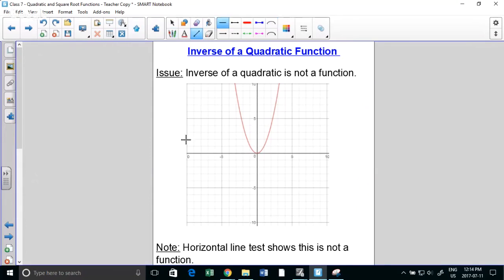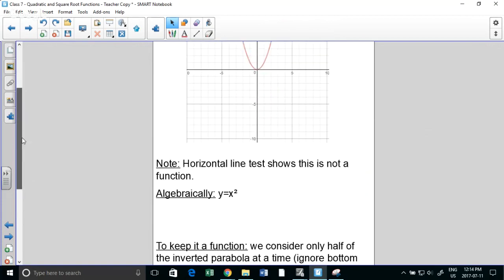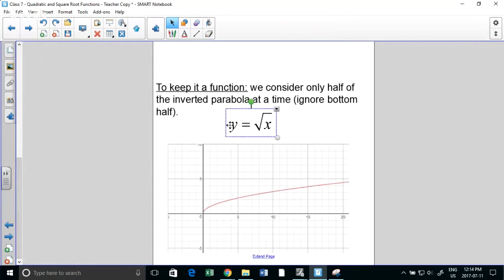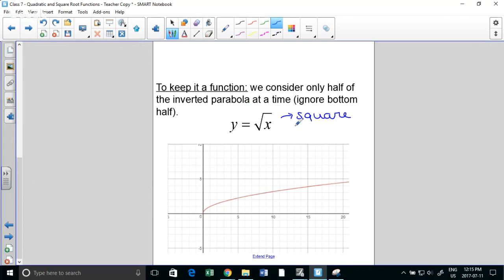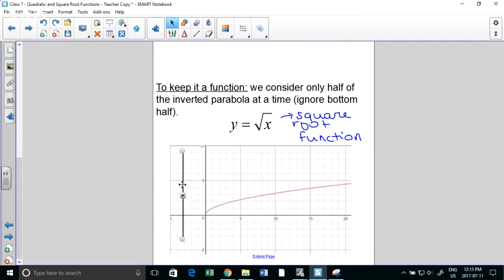So our issue here is that the inverse of a quadratic is not a function. That's the beauty of the horizontal line test: if you test this, you see the inverse is not going to be a function. But we want to work with that kind of function, so we keep it a function. We call this the square root function. And we can say function now because we took away the bottom half, and now it passes the vertical line test.